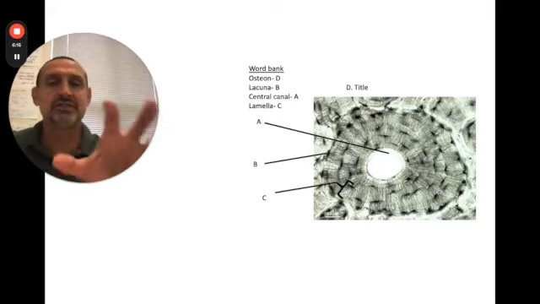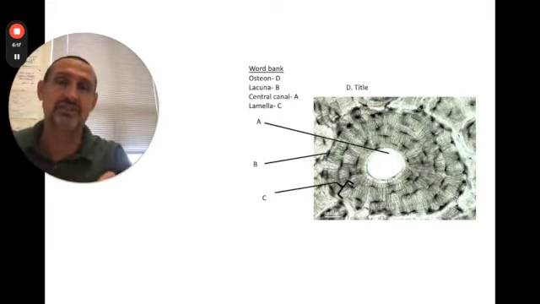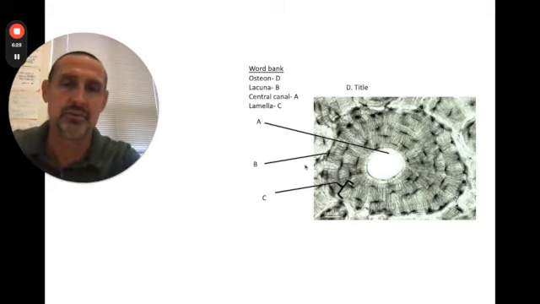So that round circle, it looks like a target or the tree trunk, that's the osteon. The lacuna, that's going to be the space where the mature bone cell is staying. So the dark dots in here are the mature bone cells in their space, lacuna. The central canal is in the center.